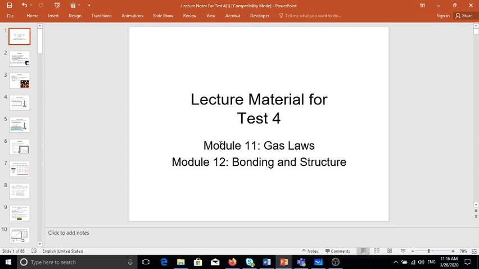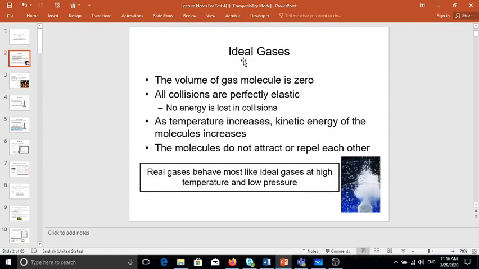So we're gonna start with the first subject in gas laws, module 11, which is ideal gas. In this module, we're trying to find out some characteristics of gaseous molecules or gaseous chemical substances, which is called the ideal gas law. Now, first of all, what is the difference between ideal gases and gases?